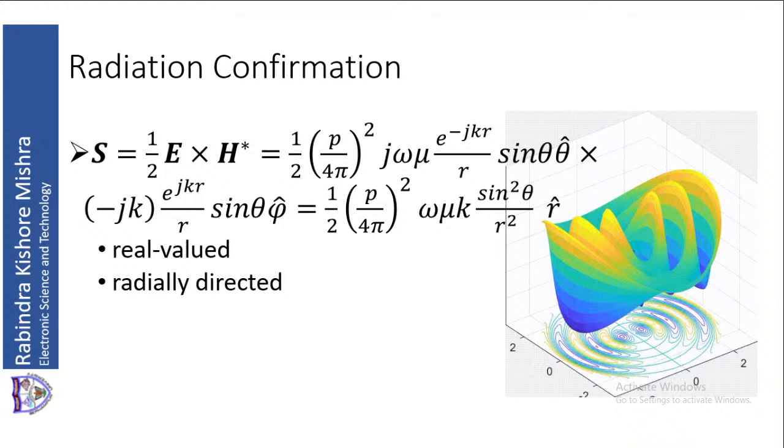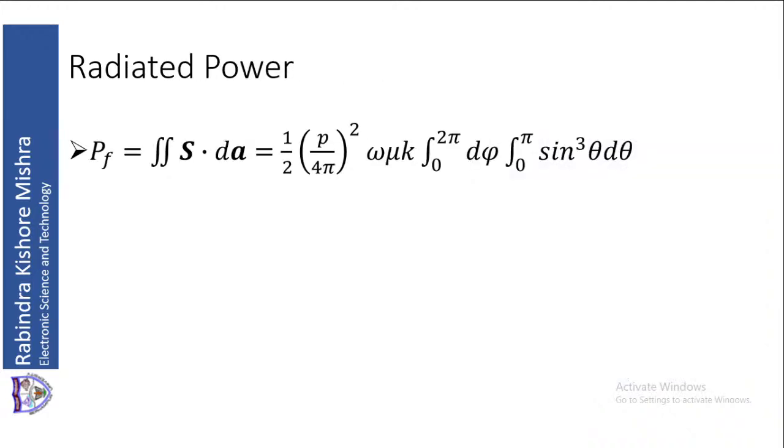Since it is real, it is radiating. Power is real, and S is the power density. Real power means the actual power you are getting in the far field. So it is radiating. Now let us find out what the radiated power is. S is the power density, therefore integrate it over the area.